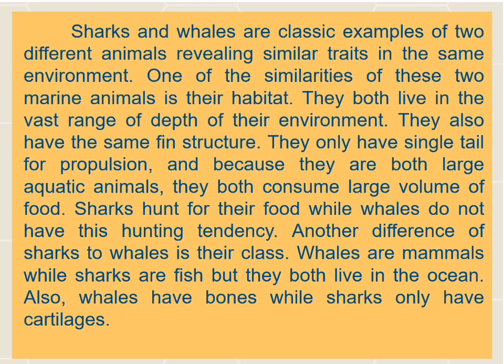Sharks and whales are classic examples of two different animals revealing similar traits in the same environment. One of the similarities of these two marine animals is their habitat. They both live in the vast range of depth of their environment. They also have the same fin structure. They only have single tail for propulsion. And because they are both large aquatic animals, they both consume large volume of food.